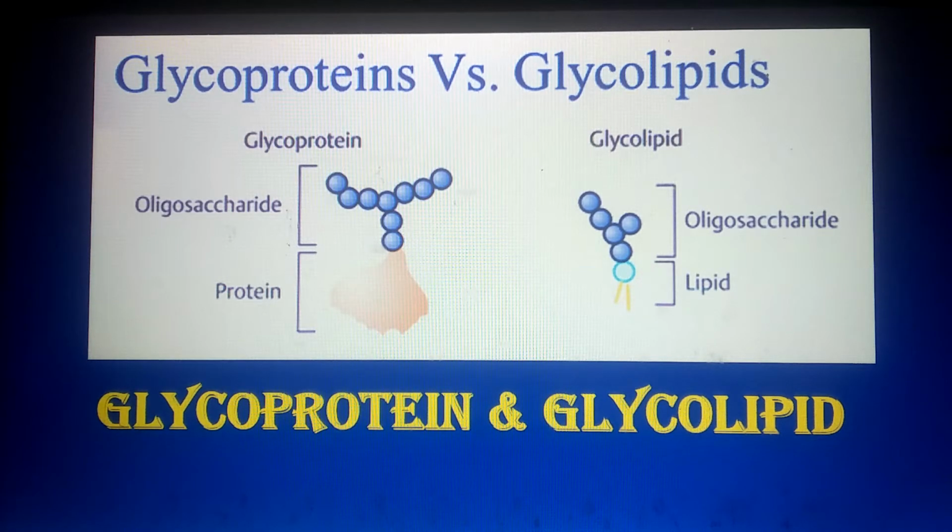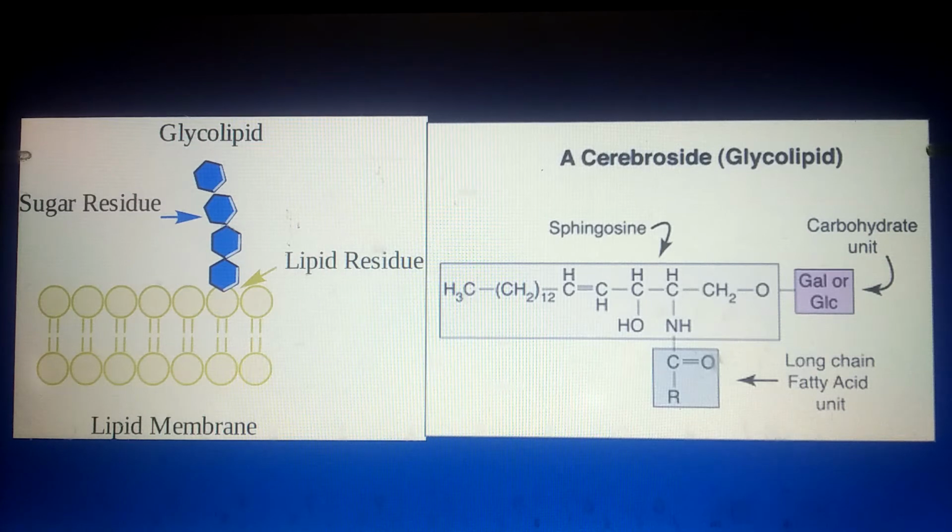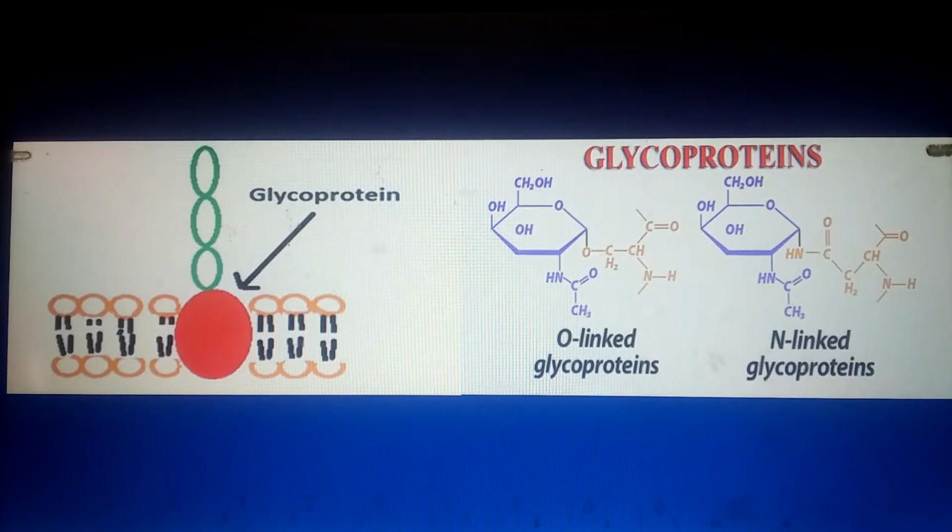So the glycoprotein and glycolipid concepts are clear, and you can see the image of that in the figure, glycolipids and glycoproteins. Now here you can see the chemistry of the glycolipids. This is the sugar chain which combines with the lipid, phospholipids, and produces the glycolipid. And this is the chemistry of that glycolipid. Is it clear?